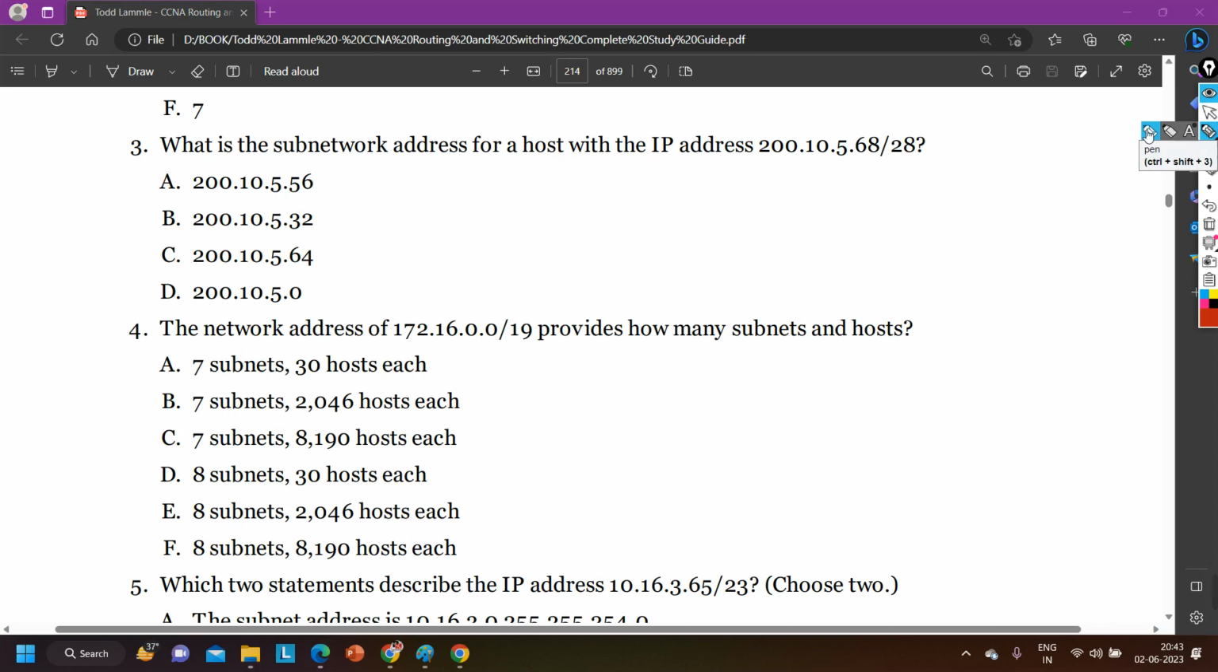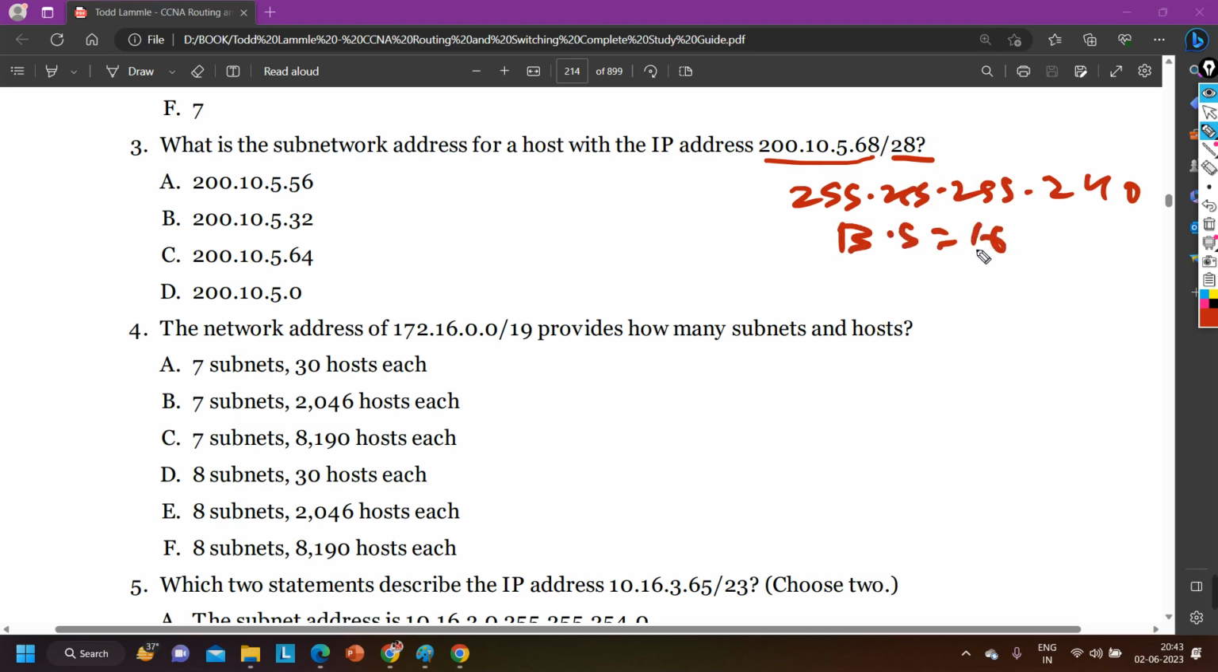How do we find the network ID of this IP address, guys? What will be the subnet mask of this? To find network IDs, tell me what we actually need to find. Block size. Through block size, we can identify which network this IP address belongs to. And to find block size, you need the subnet mask. So the subnet mask of /28 will be 240. Very good. So block size will be 16.